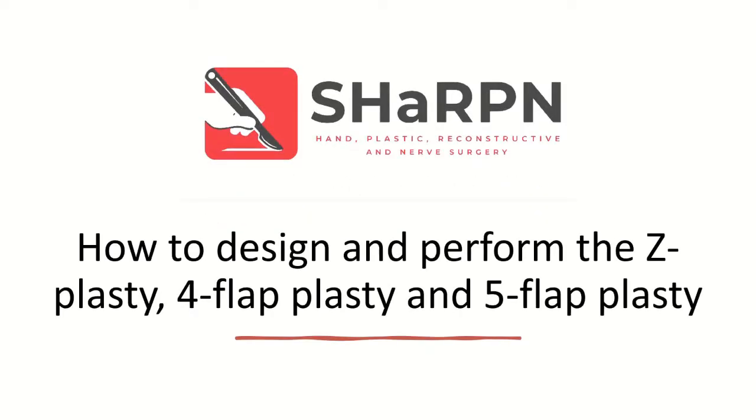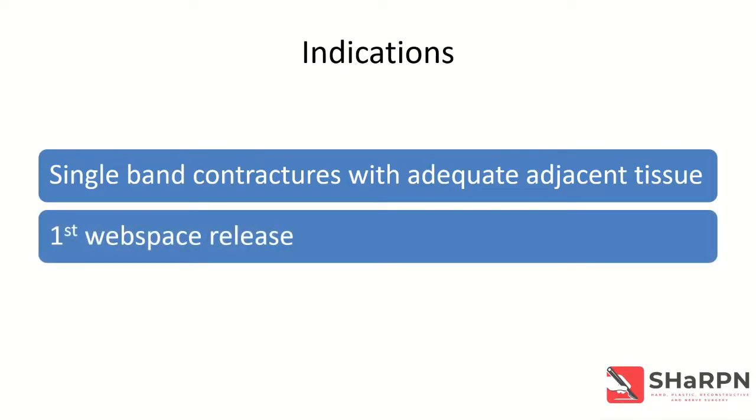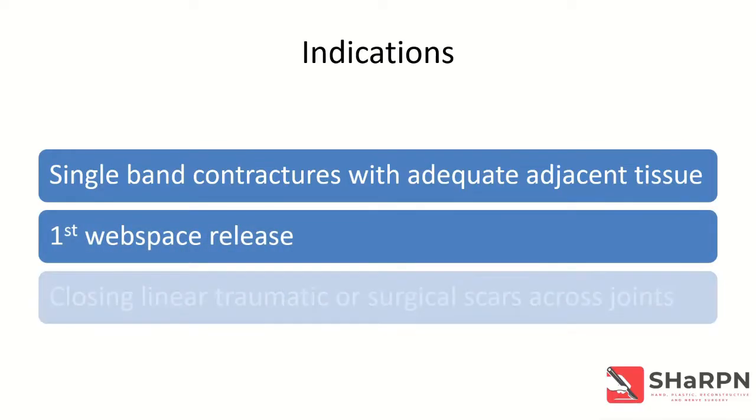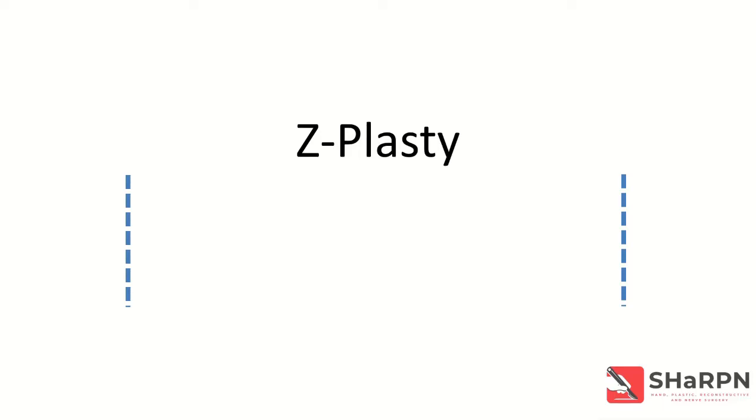The video today is on how to design and perform the Z-plasty, 4-flap-plasty, and 5-flap-plasty. So indications for these Z-plasties are single band contractures with adequate adjacent soft tissue. We can use them for first web space releases, and also for closing linear traumatic scars or surgical scars across joints primarily.